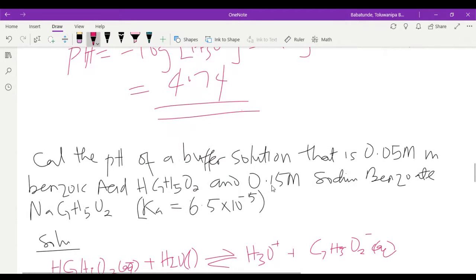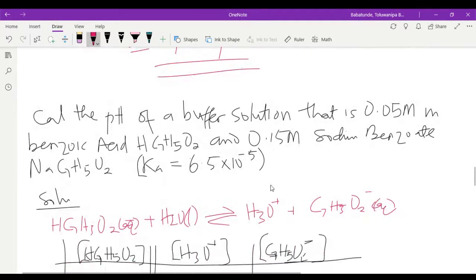The next example we're going to take a look at is: calculate the pH of a buffer solution that is 0.05 molar in benzoic acid, so this is our weak acid, and sodium benzoate, this is our conjugate base. And we have the Ka from tables to be that. So as usual, again, we're going to write the equilibrium equation for our weak acid and the conjugate base.